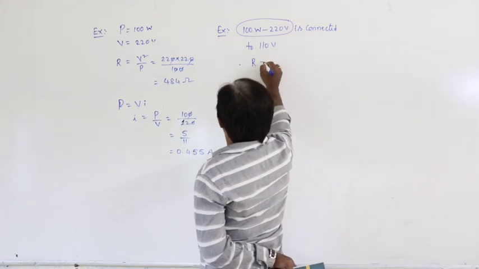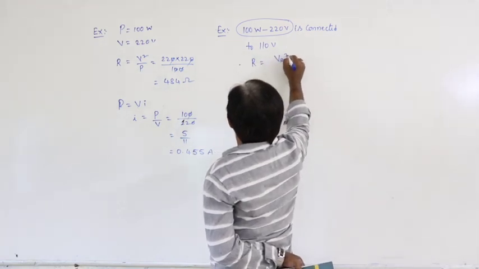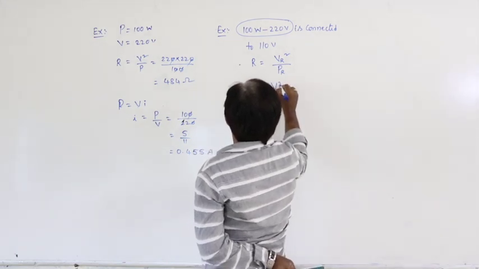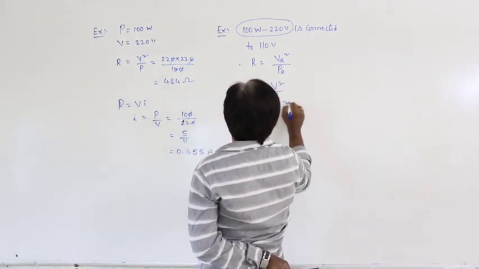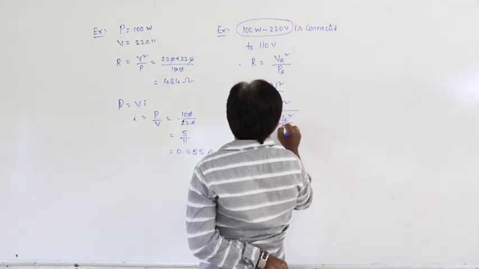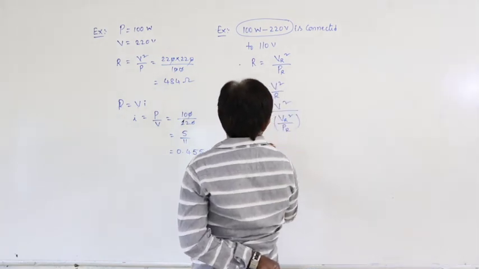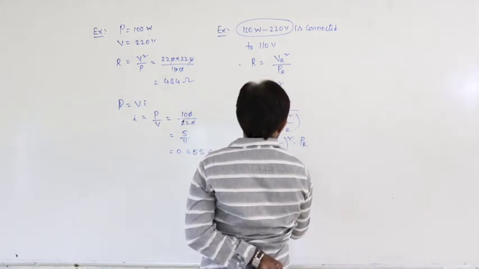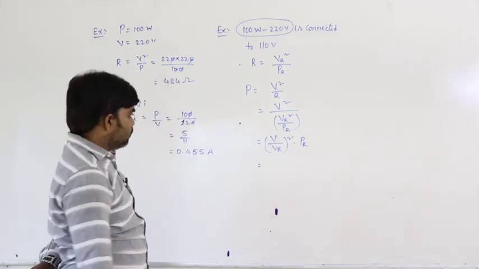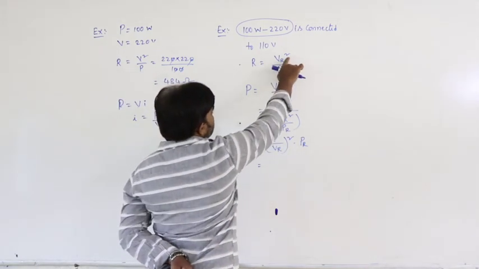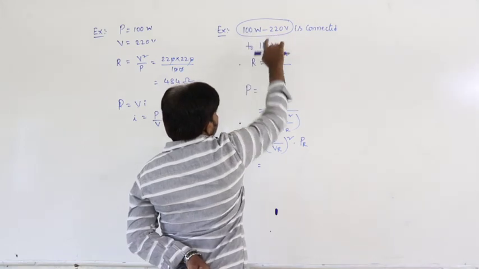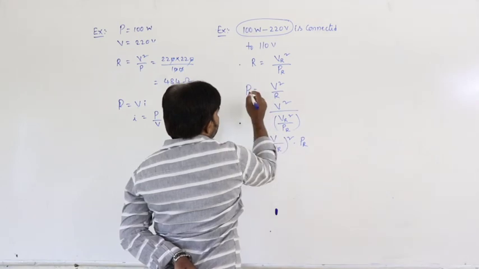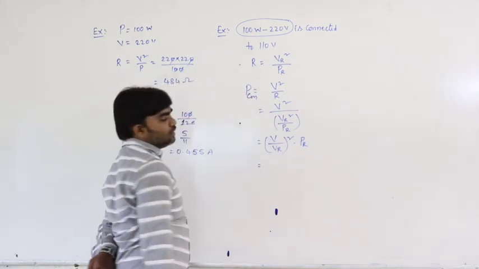Then resistance can be written as V rating square divided by P rating. Then power consumed actually is V square by R, so V square divided by V rating square over P rating. That means V by V rating, whole square, into P rating. Here the rating power and rating potential give the resistance V square by P, so this gives the actual power P consumed.